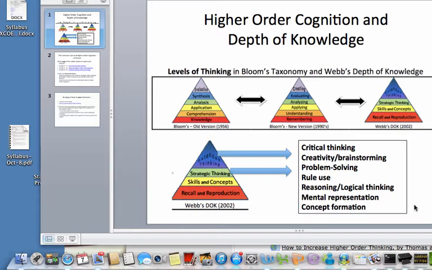So we see extended thinking, that's really connected to critical thinking, creativity and brainstorming, problem solving. And then strategic thinking, you could think of as using strategic thinking for problem solving and for rule use. Reasoning and logical thinking have connections as well. Mental representation is a way that often people use their recall and reproduction, that they access that for themselves. And then concept formation, we don't see as much represented in these pyramids, but it's something that's pulled out in the content of this course, the way that we talk about higher order cognition.